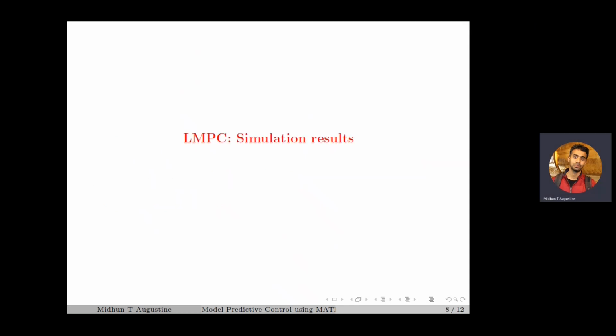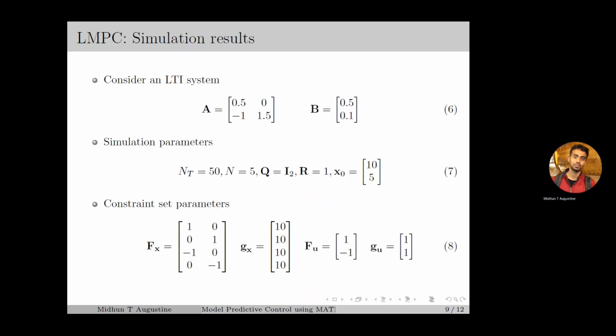Next, we discuss the numerical implementation of these two methods, in which we consider the single input system from the previous lecture. The simulation parameters are chosen as in equation number 7, in which the initial state is chosen as 10 and 5, and the constraint parameters are chosen as in equation number 8, in which the lower bound of the states is chosen as -10 and the upper bound as +10. And for control, the lower bound is set as -1 and the upper bound as +1.